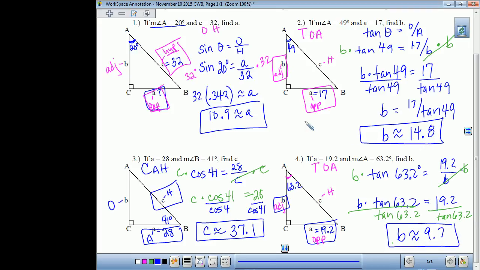Okay, so what were our steps? You label what you're given. Then you label your triangle, opposite, adjacent, and hypotenuse. You look at what you're given and ask for. Here we were given opposite, we were given hypotenuse. We were asked for opposite. That's sine. Then you set up your ratio and you solve.